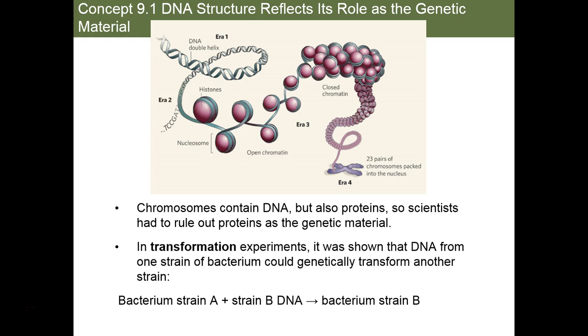Chromosomes contain DNA. They also have proteins bound to them as well. So scientists had to rule out proteins as genetic material. In transformation experiments, it was shown that DNA from one strain of bacteria could genetically transform another strain.